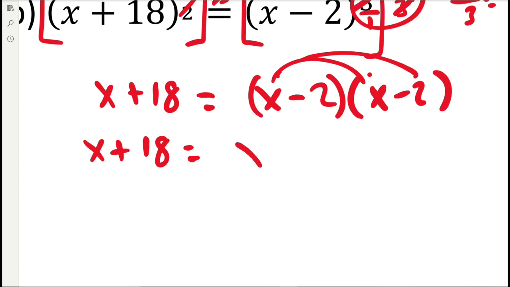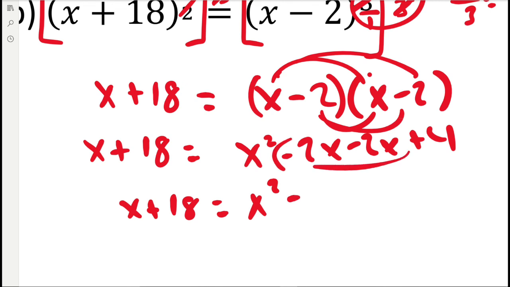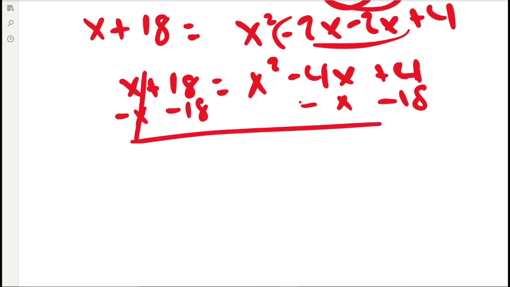So since this is squared, I'm going to go ahead and FOIL it, save some time here. X squared minus 2x minus 2x plus 4, combine those two, x squared minus 4x plus 4. Now this is quadratic, so I'm going to go ahead and move this x over here and move the 18 over there. So I get 0 equals x squared minus 5x minus 12.